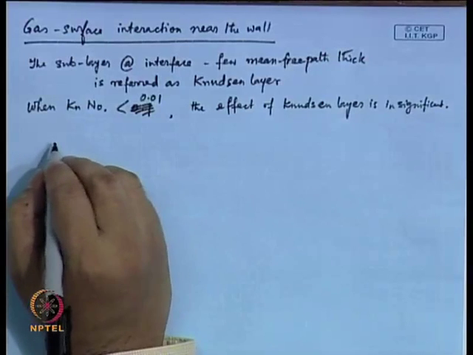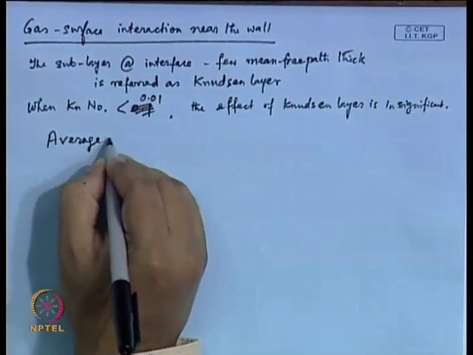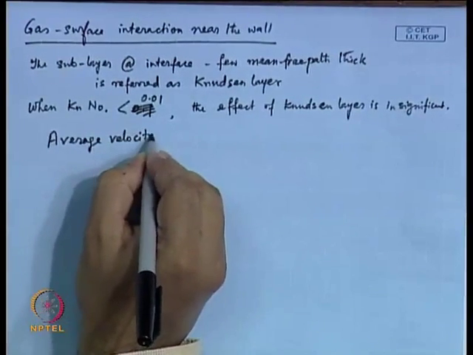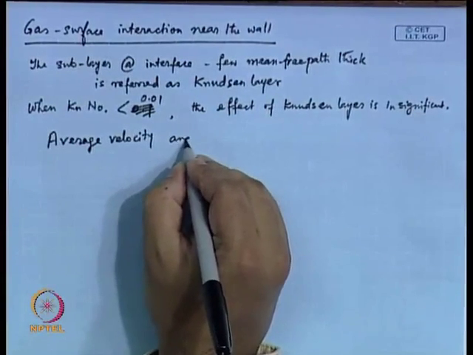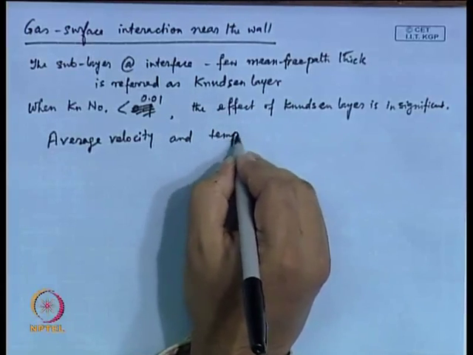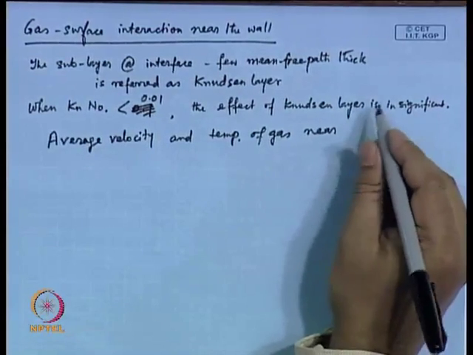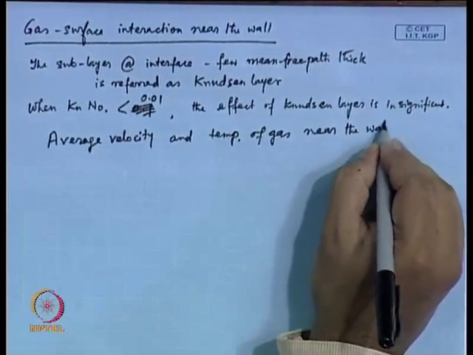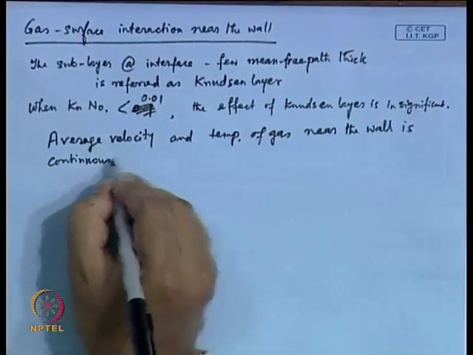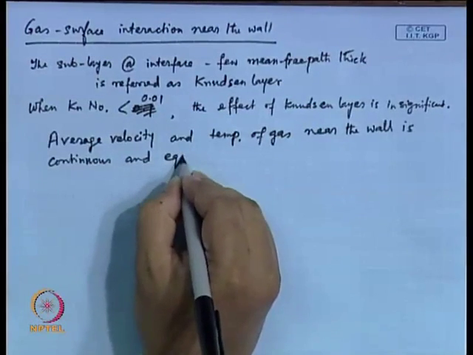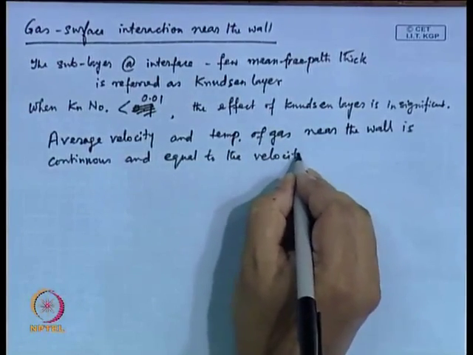So, what does this mean? The average velocity and temperature of gas near the wall is continuous and equal to the velocity and the temperature of the wall.